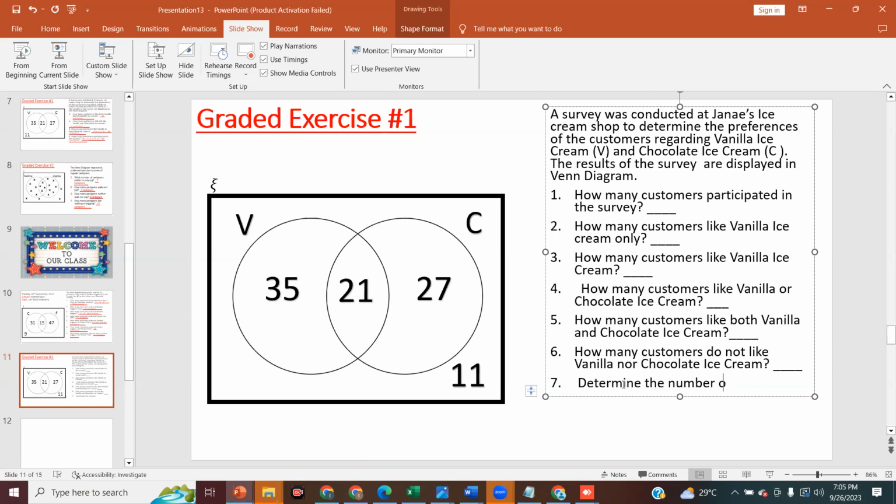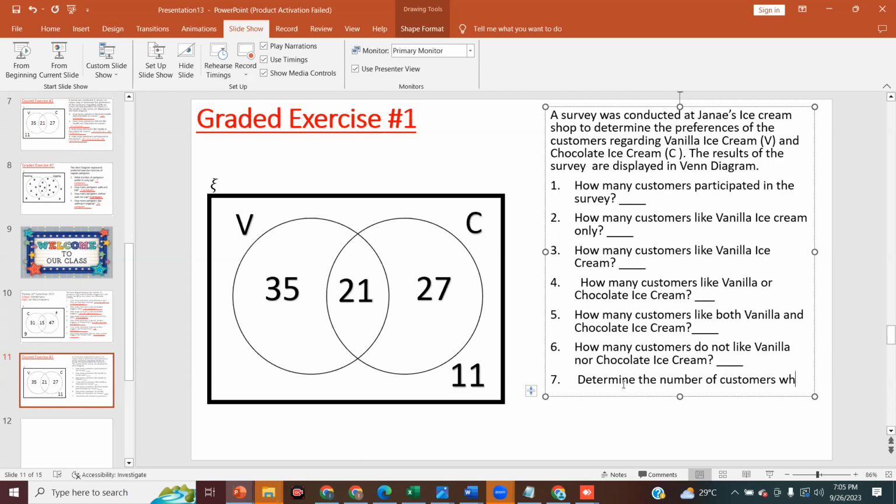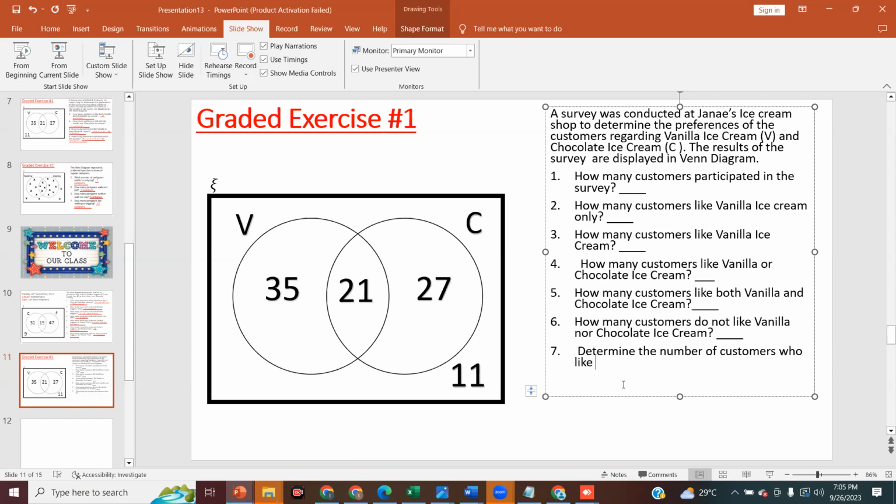Determine the number of customers who like chocolate ice cream.